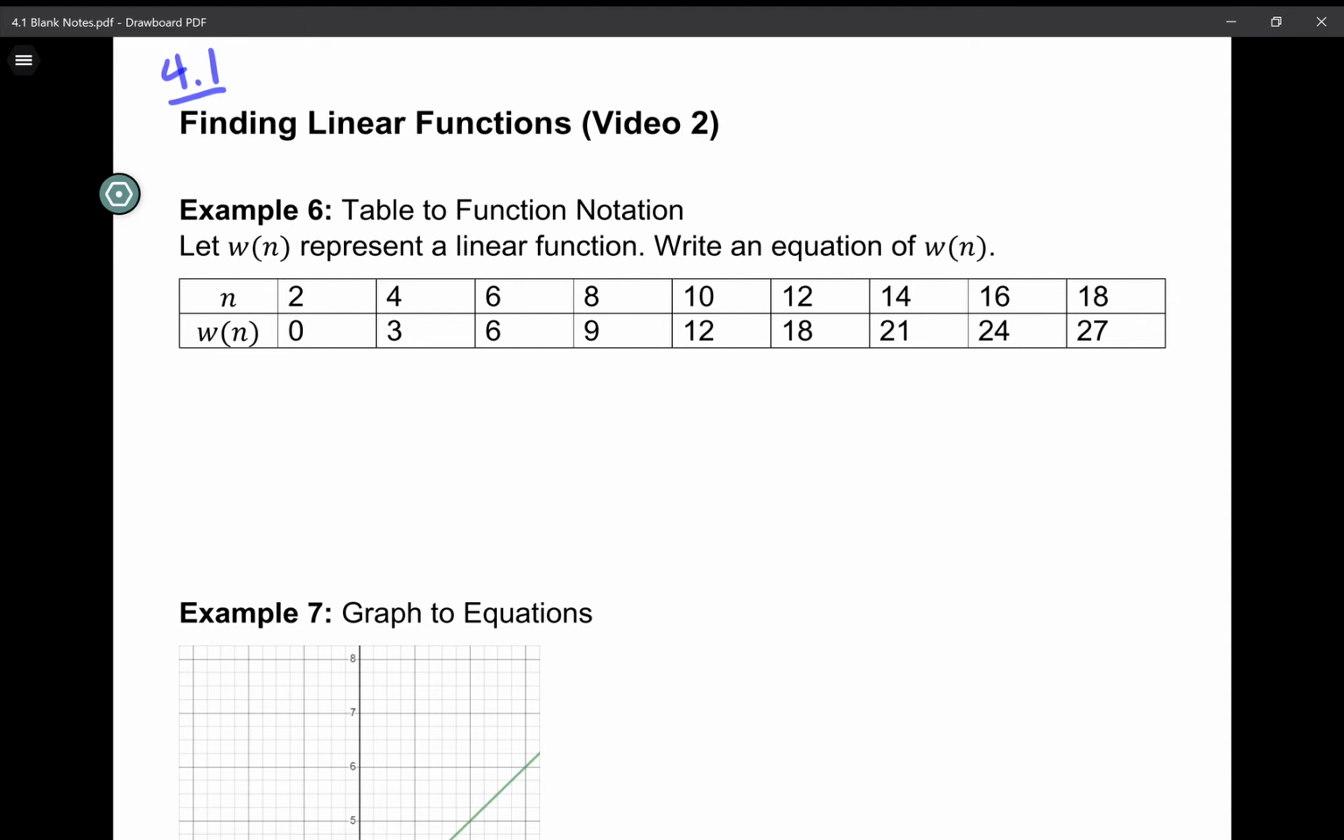So I guess the first thing we should do, it says let W of n represent a linear function, but let's just ballpark check here to make sure we agree that it actually is linear. And then we're going to write an equation W of n.